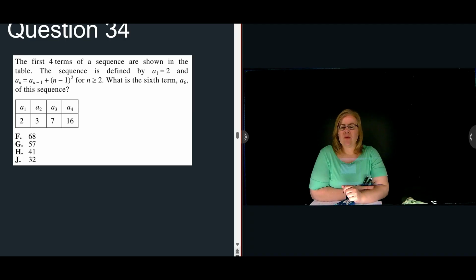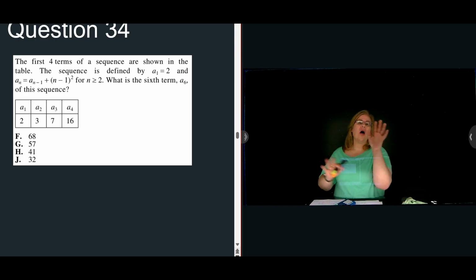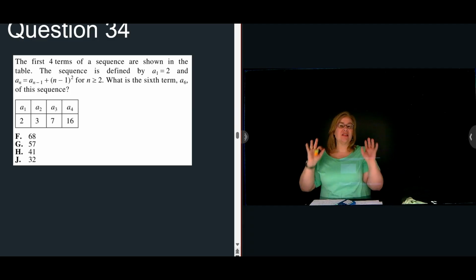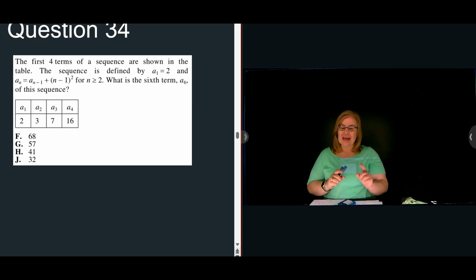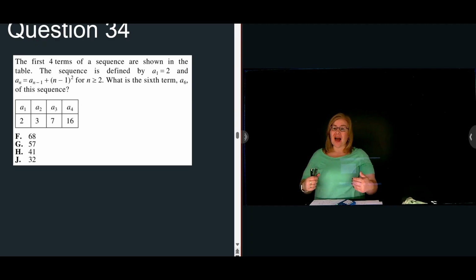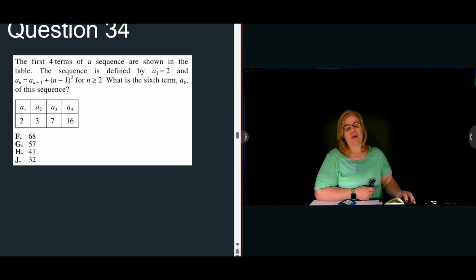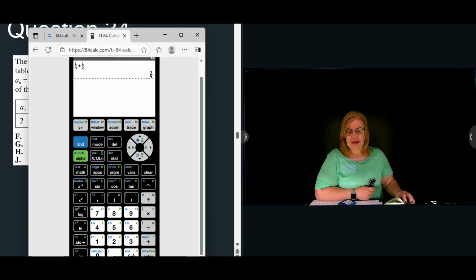The first 4 terms of a sequence are shown in the table. The sequence is defined by a sub 1, which is the first term, equals 2, and a sub n equals a sub n minus 1 plus n minus 1 squared for n greater than or equal to 2. What is the 6th term, a sub 6, of the sequence? You could work all this out, and there's a long math. It's very elegant, but the easiest way, since we have a time constraint, is to do that calculator skill. So let me pull that calculator back up.